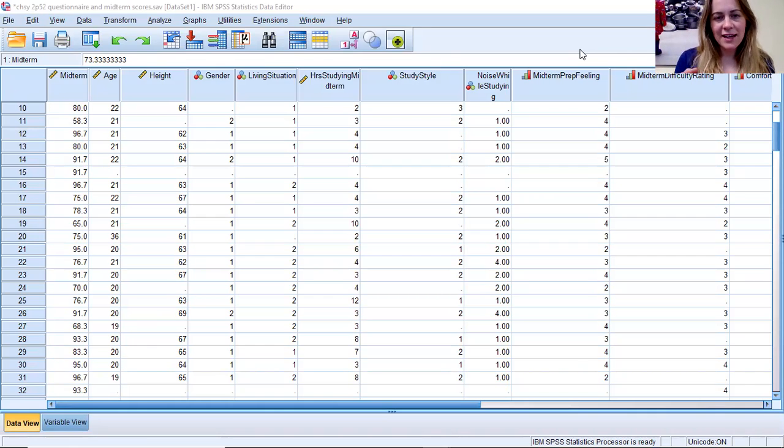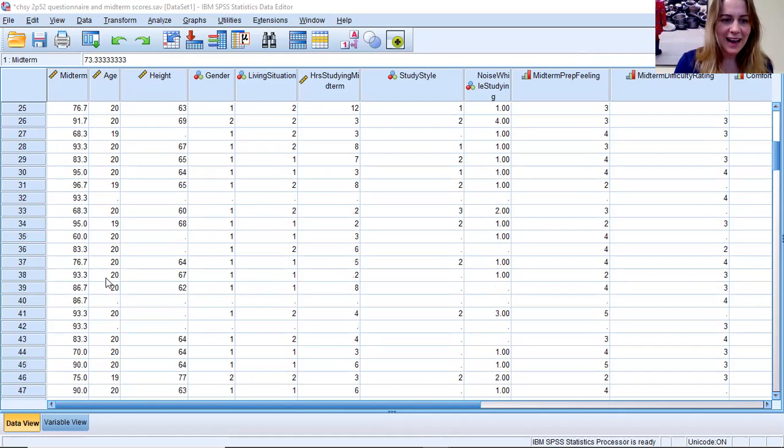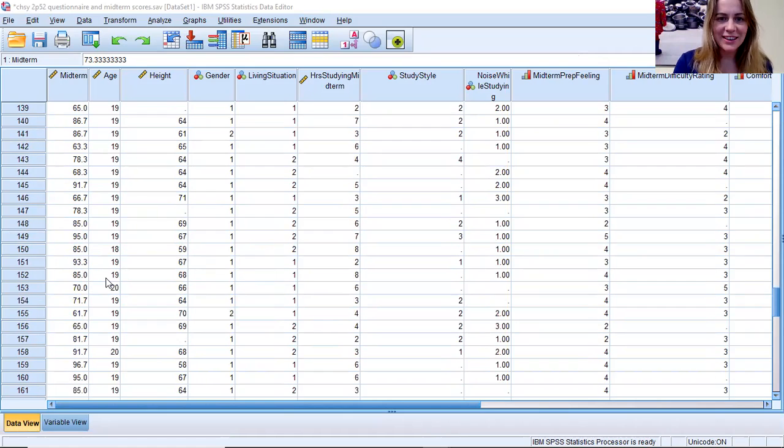So I've put all of that data together in SPSS, which is a program that allows us to do some more statistical analyses to ask whether, first of all, we have a correlation between, let's say, midterm scores and the number of hours you spent studying for the midterm, and what that relationship looks like. So here's the data here. Each row represents one student in the class. You can see we've got lots of students in our class.